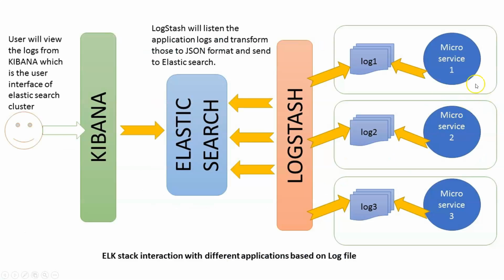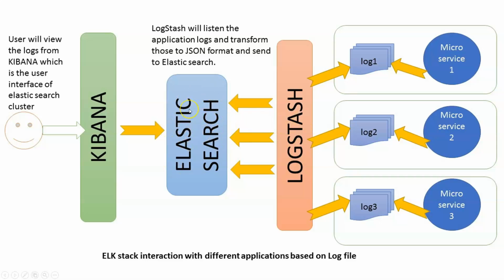All right, now let's have a look at this particular diagram. Here you can see you have microservice 1, 2, 3, and each microservice is writing to a separate log file: log file 1, log file 2, and log file 3. Here you have Logstash. In your logstash.config file, you need to mention each single log file. Then Logstash will collect the data from each log file, convert those logs into the JSON format, and transfer them to Elasticsearch.